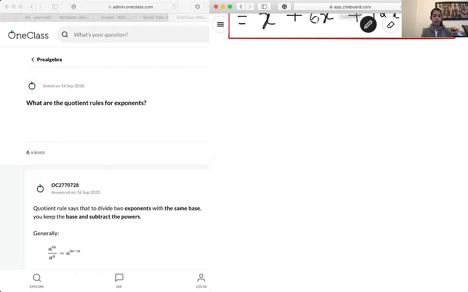So over here, it's question 4, I believe. They ask us, what are the quotient rules for exponents? The quotient rules say that when you divide two exponents with the same base, that is important, the exponents end up minusing each other. So basically, the rules for that is the base has to be the same, and the exponents need to be dividing each other.